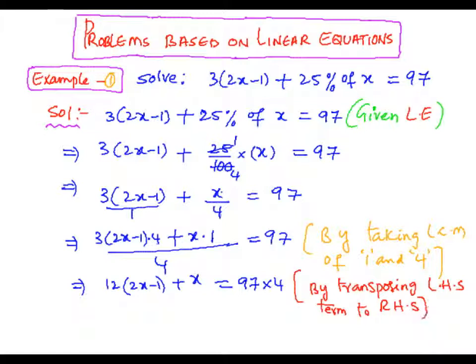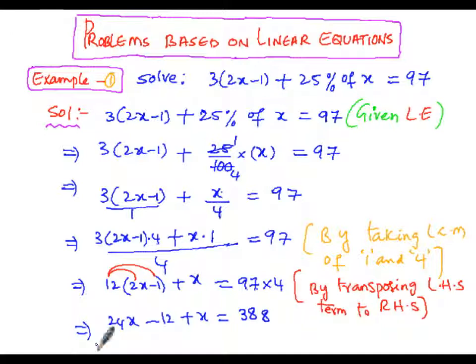Now we have to multiply each and every term of this bracket, that is 2x minus 1, with 12: 12 with 2x and 12 with 1. Then 12 twos are 24x minus 12 ones are 12, plus x written as it is. Then that is equal to multiplying 97 with 4. So 4 sevens are 28, carry 2, then 4 nines are 36, 36 plus 2 is 38. In this manner we got 388 by the multiplication of 97 with 4.